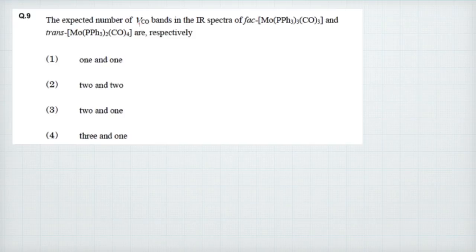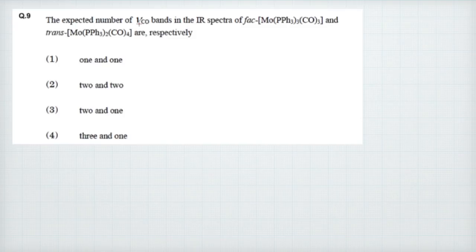If you go with the trivial way to find out the types of CO, then you will end up doing this question wrong. You have to understand the application of group theory to find out the IR spectrum bands, or to find out the carbonyl bands. So this is actually a very direct question.